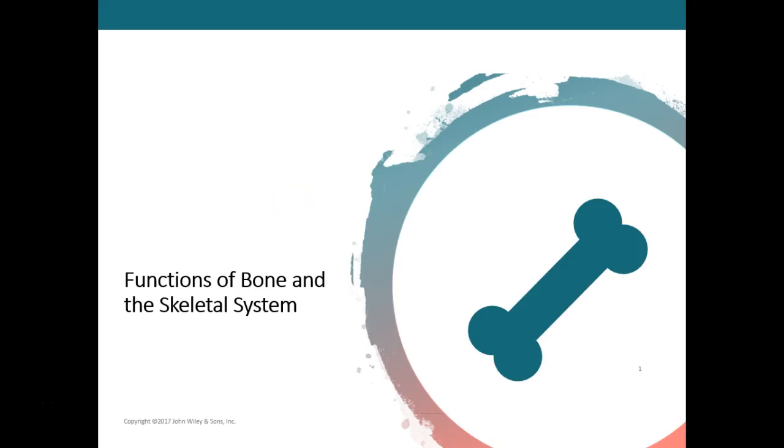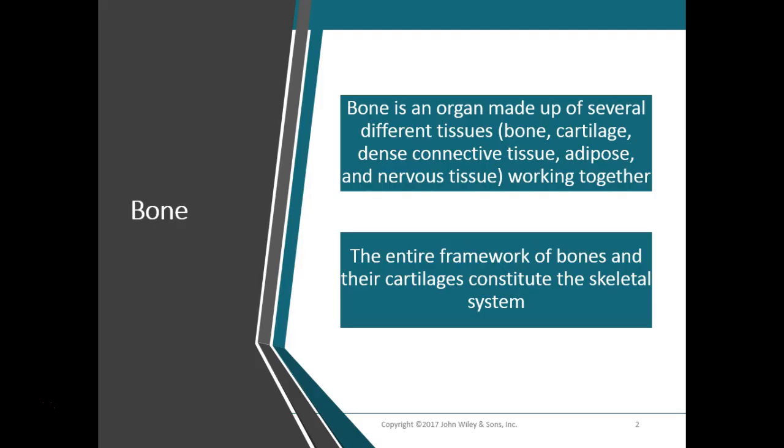Now we're going to look at the skeletal system and some of the functions of that system made up of bones. So bone is made up of several different types of tissue all working together to form a structure. So we have osseous tissue, or what we think of as bone, cartilage, dense connective tissue, epithelial, several different types of blood-forming tissues, adipose tissue, or what we call fat, and also nervous tissue.